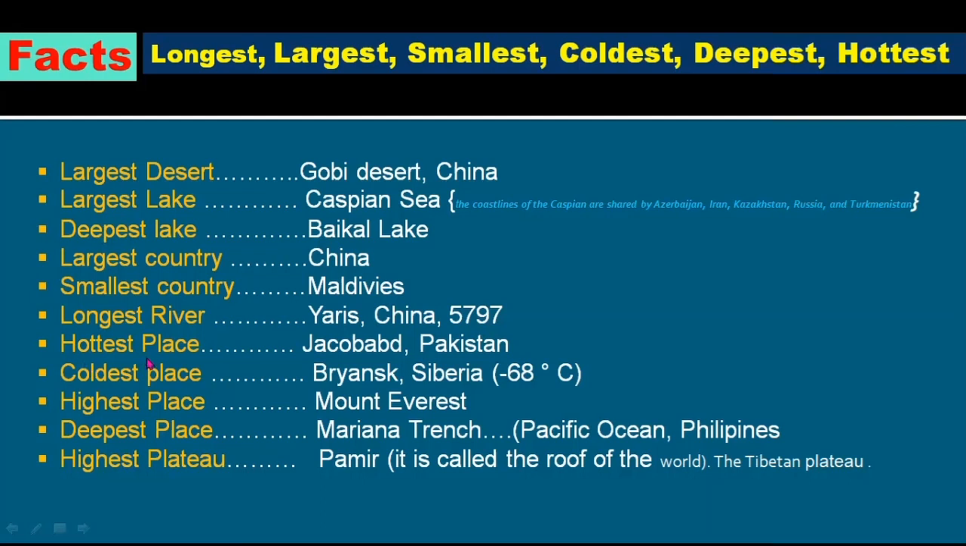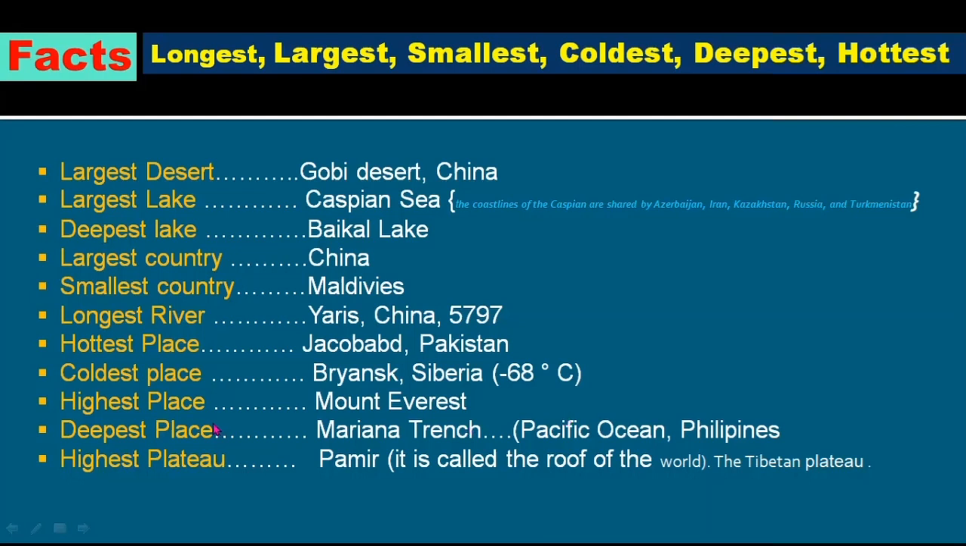The hottest place, very interesting, the hottest place in Asia is in Pakistan, the city of Jacobabad. It is the city of the sun. It is in Pakistan. It is one of the hottest places in the world. The coldest place is Siberia, where the temperature is minus 68 degrees Celsius.